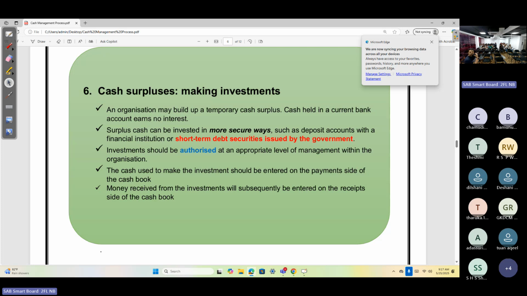The cash used to make the investment should be entered on the payment side of the cash book. These are the transactions, how you should enter in the cash book, explained here. Money received from the investment will subsequently be entered on the receipt side of the cash book. Interest income must be entered as cash book debit, interest income credit. First one, if you want to make an investment: investment account debit, cash book credit. Clear? So these are the points explained here.